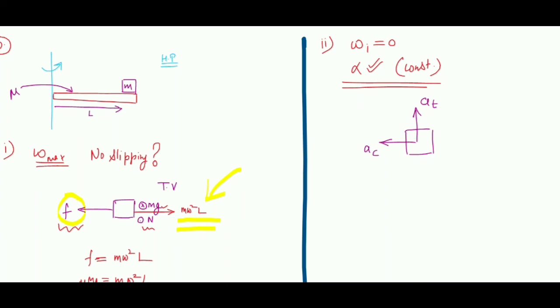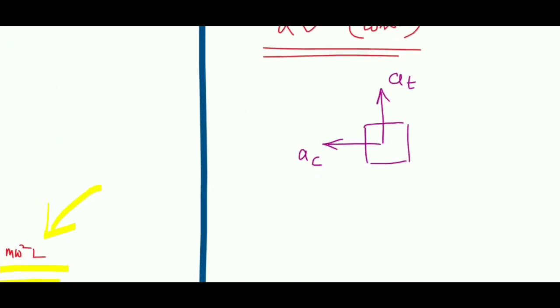Okay. So at the initial starting point, this AC is not there, because omega square r will become 0. But after some time when omega is increased, then AC will also come into picture. So let us assume that this is the instant when the block is about to start slipping.